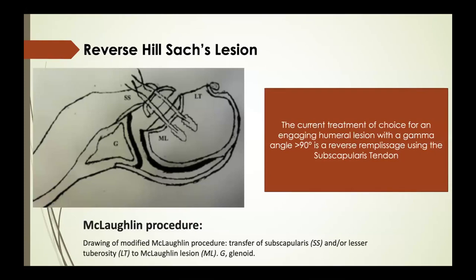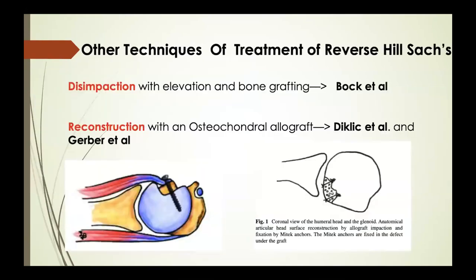The current treatment of choice for an engaging humeral lesion with a gamma angle more than 90 degrees is reverse remplissage using the subscapularis tendon. Other techniques of treatment of reverse Hill-Sachs are: Block et al. describe disimpaction with elongation and bone grafting, and Dick et al. represent reconstruction with osteochondral allograft.